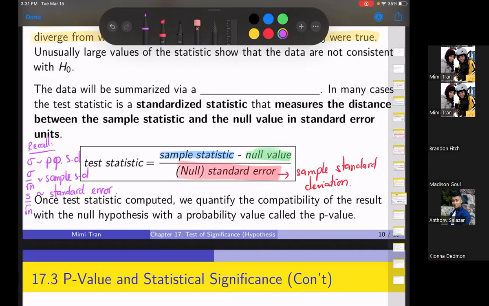Population standard deviation: sometimes you have it, sometimes you don't. Sample standard deviation: sometimes you have it, sometimes you don't, depending on whether you have sigma. Standard error is the estimate of the standard deviation. You always have it. Its little s is what? Sample standard deviation, right? You take a sample from the population, you have a sample size, and you can calculate the little s. This estimates this.